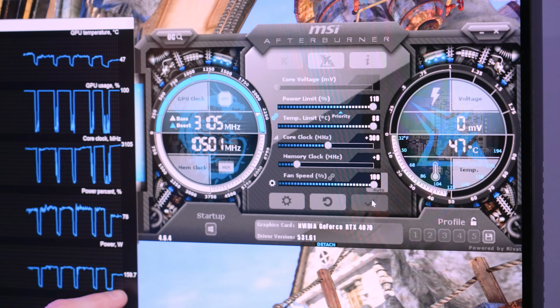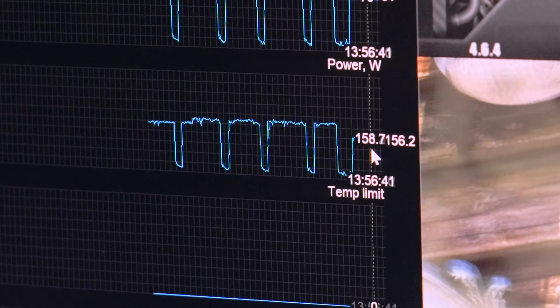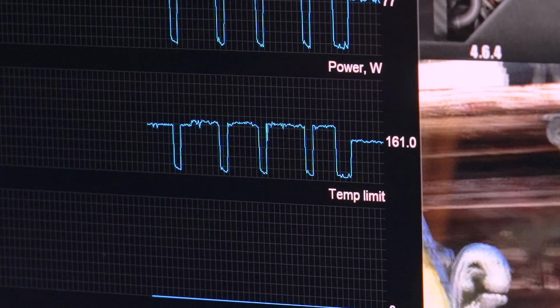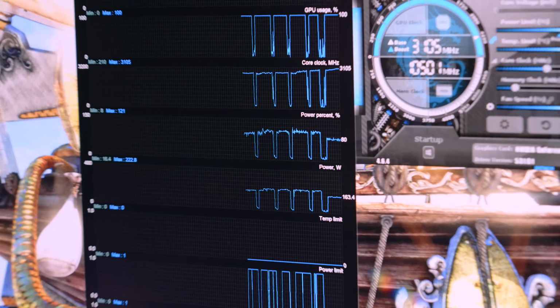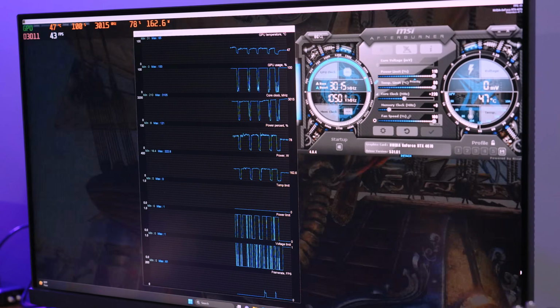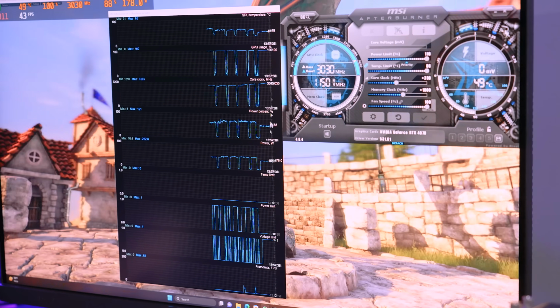But look at the difference here. Look at our power usage. We were seeing over 200, and this is 165 in Heaven. And we're artifacting really badly. So yeah, we need to go back to like 220. See, and now our artifacting stopped. So we're at 3030 on the frequency under this load.